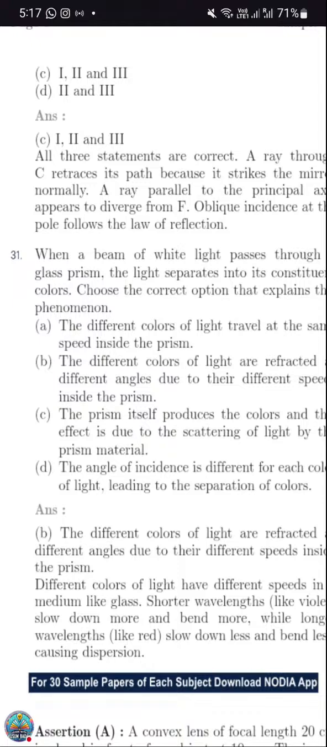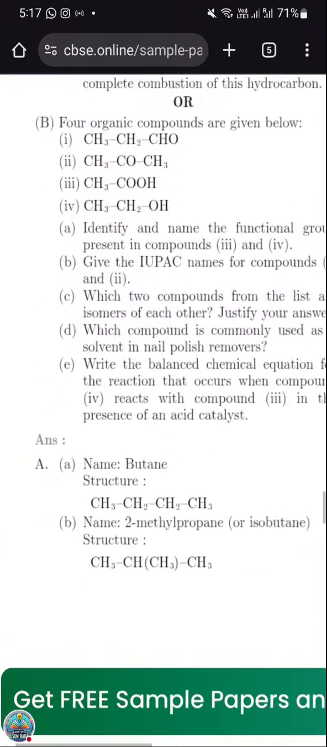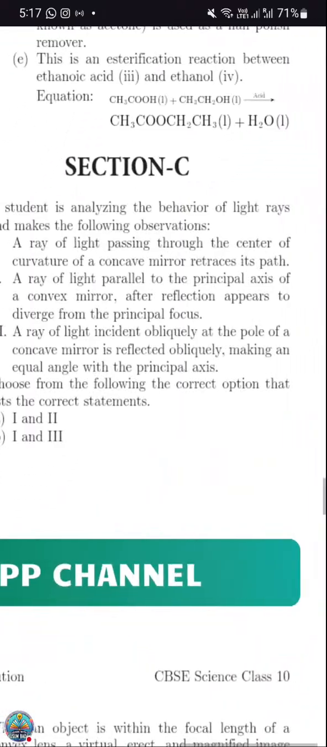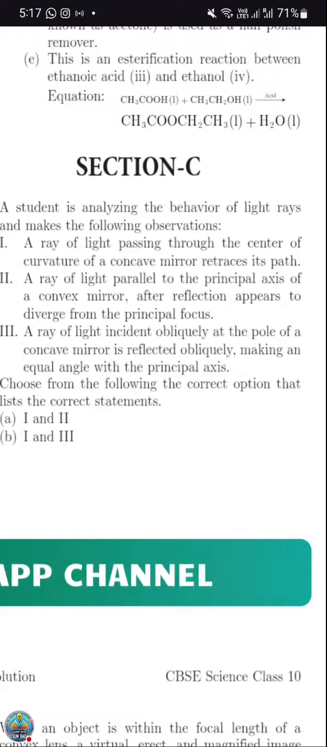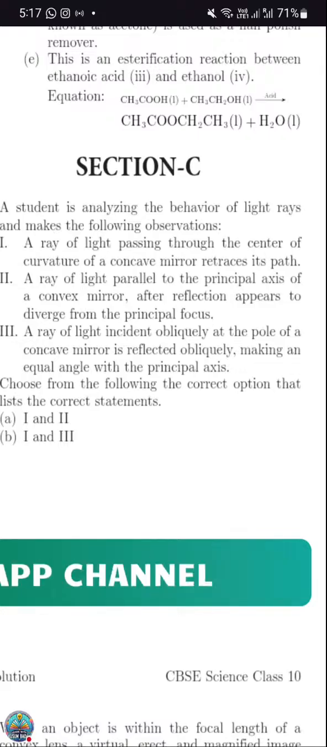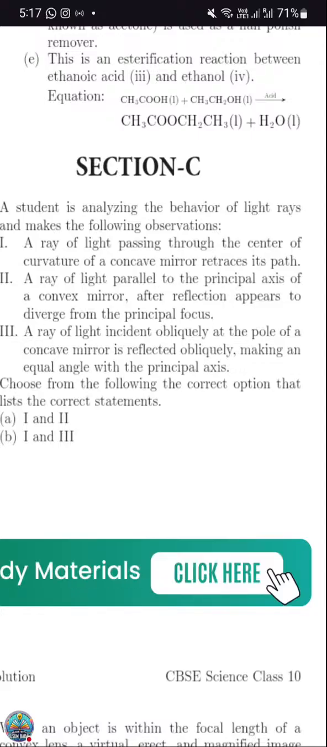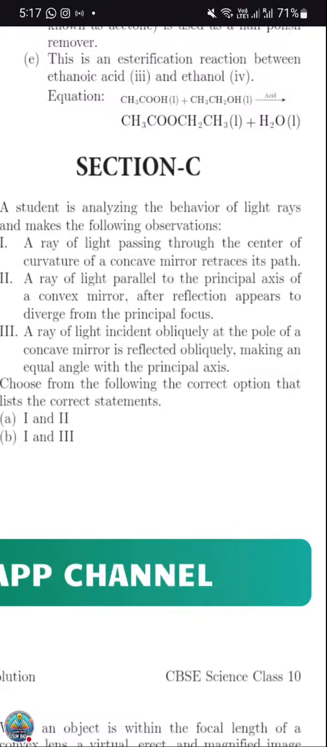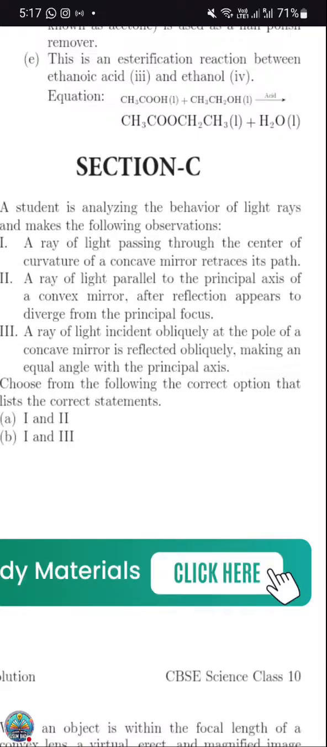Shall I read those statements for you once again? See here. The first one, a ray of light passing through the center of curvature of a concave mirror retraces its path. So it will be passing through center of curvature. Second, a ray of light parallel to principal axis will appear to pass through focus. So second statement is also correct. Because it is a convex mirror, it will appear to diverge. We need to extend it back. Ray of light incident obliquely at the pole, if it falls on the pole, it will reflect back, making the same angle. Okay. So all the three statements are correct.